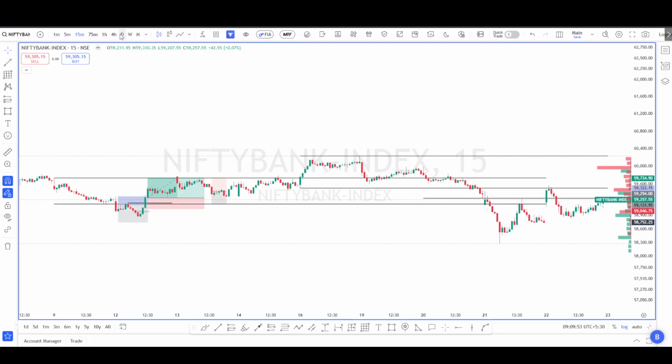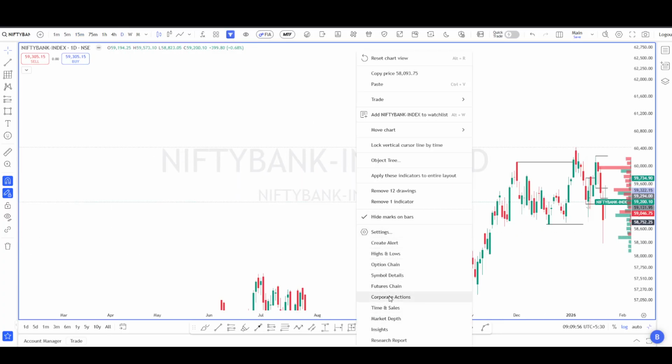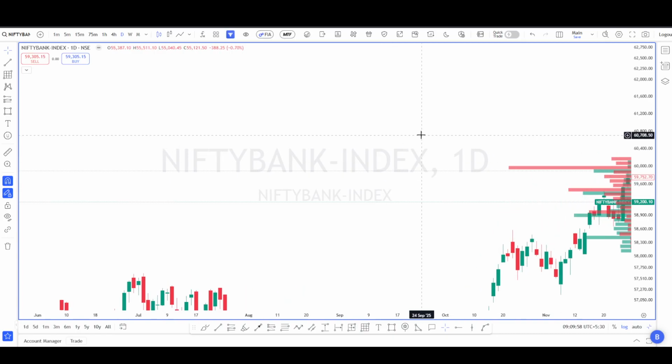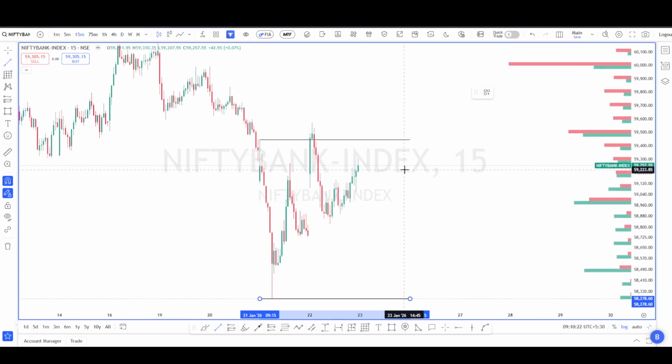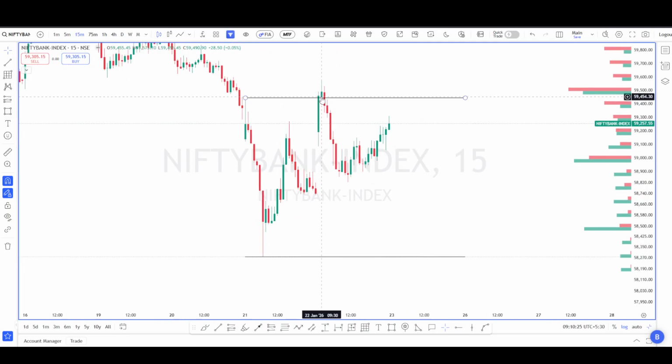Now let's come to Bank Nifty. On a daily time frame, this was the previous day candle. Then the next day price broke that candle's low and continued towards the downside. So today I will mark this candle high and this candle low. Now let's look at the lower time frame. Bank Nifty was not able to sustain above that candle's high, and then we continued to sell off from there.